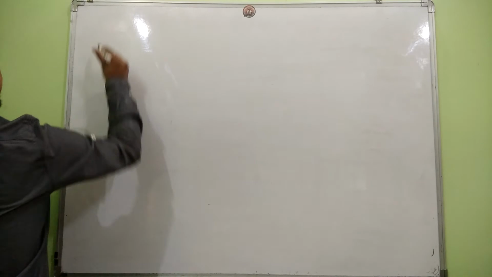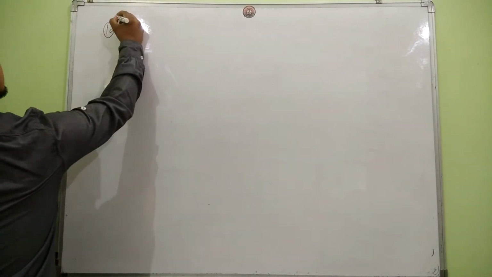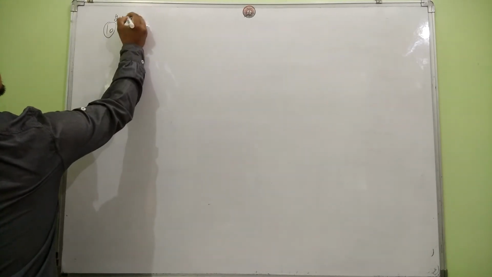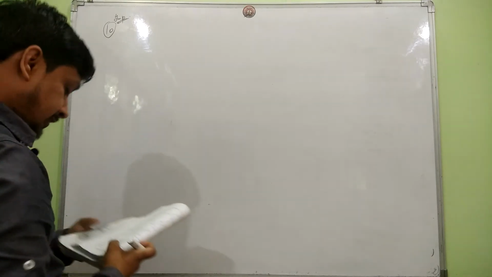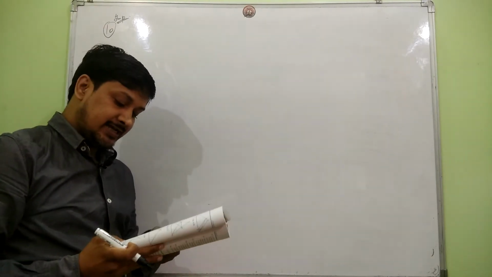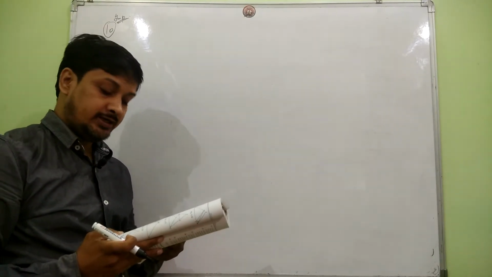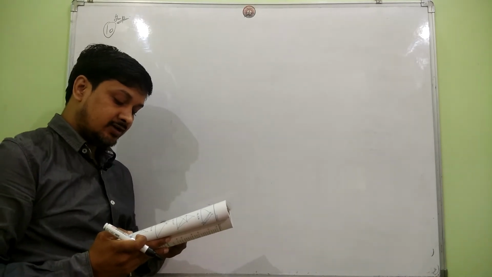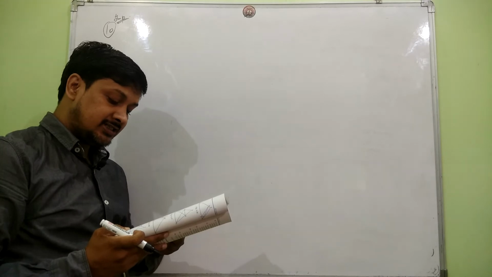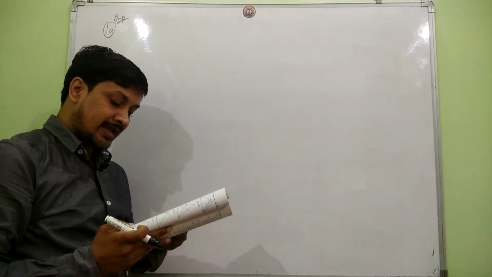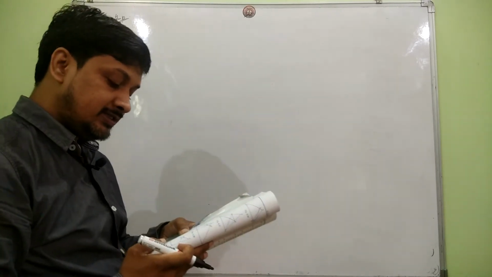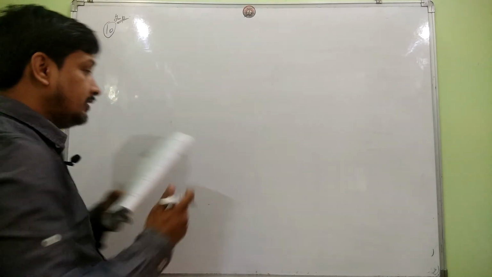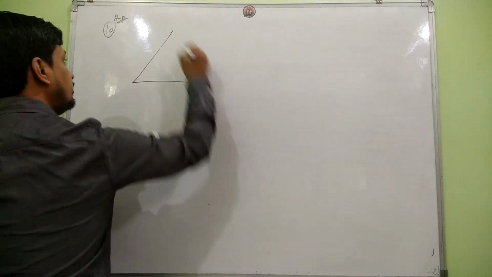We have not been given the figure. We have to make it ourselves. It is an important question. So the question is, CD and GH are respectively the bisectors of angle ACB and angle EGF, such that D and H lie on sides AB and FE of triangle ABC and triangle EFG. What does it mean? We are given two triangles.